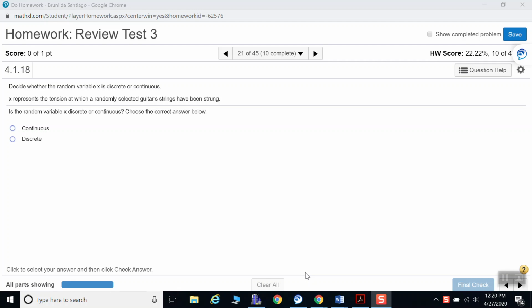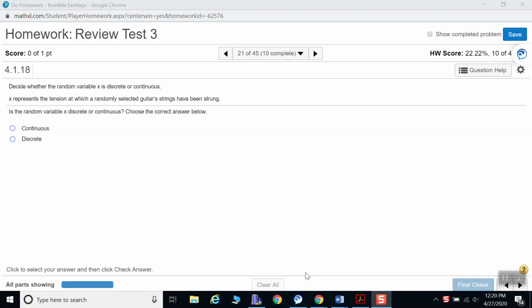We're going to continue with the review for test 3, questions 21 through 30. Decide whether the random variable x is discrete or continuous. Again, an overall idea that I can give you to help you distinguish between discrete and continuous is that discrete variables can be counted, continuous variables cannot.